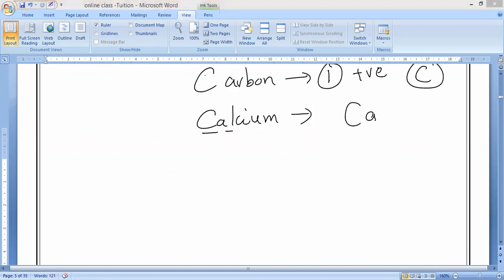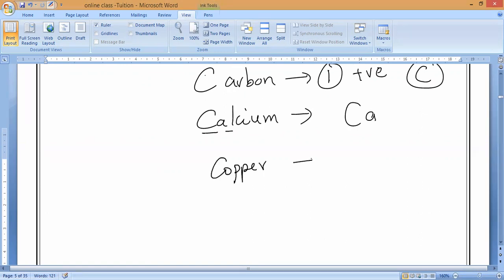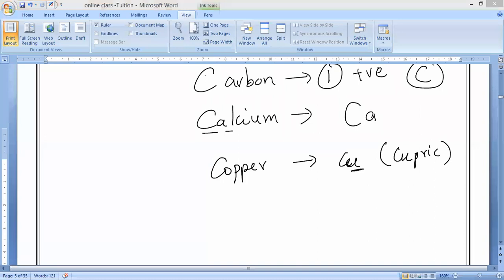Next, the symbol of copper. What is the symbol of copper? Cu. Sir, U is not at all there, how did the U come? Because it is from the Latin word cuprum. Understand? Cuprum. Yes or no?